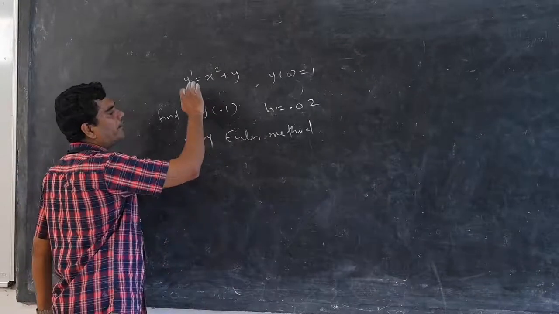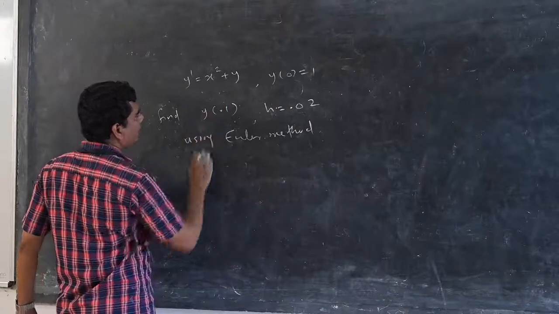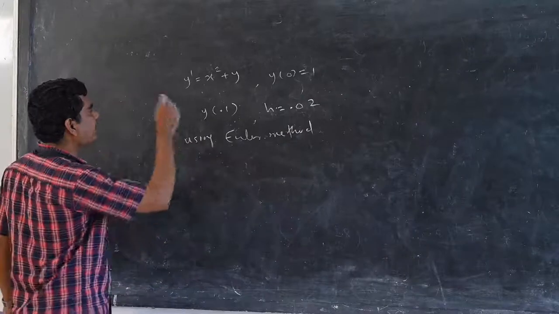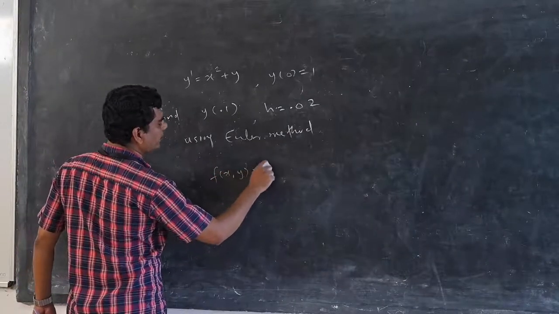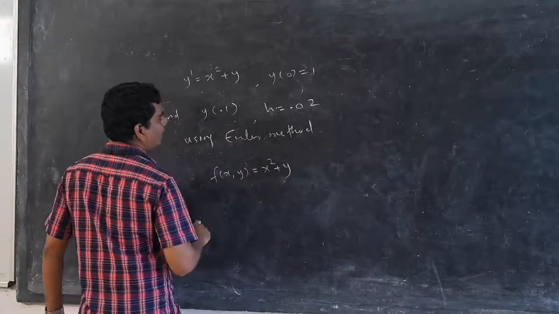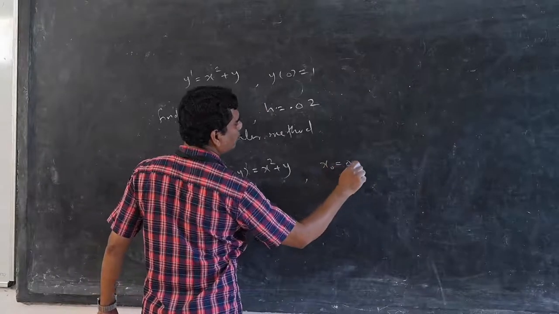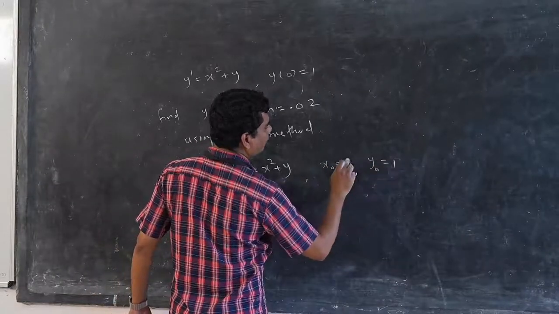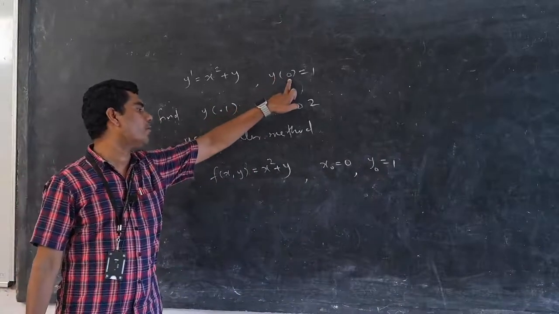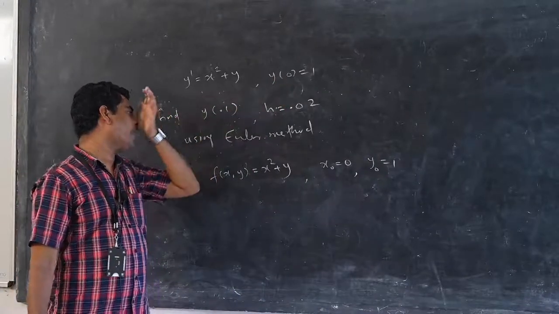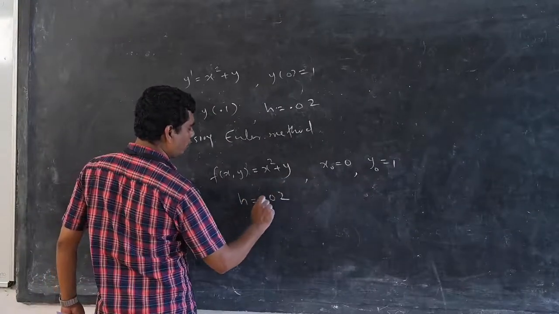Compare with the standard initial value problem: y derivative is f(x,y). So f(x,y) is equal to x square plus y. y of x naught is y naught, where x naught is equal to 0 and y naught is equal to 1. h is equal to 0.02.